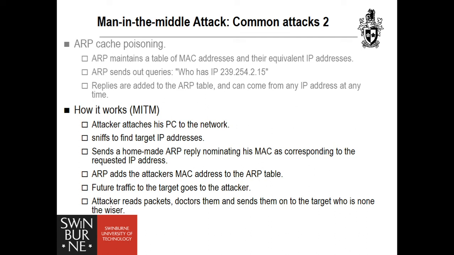Okay, how does it work? The attacker attaches his PC to the network. It sniffs to find the target IP address. It sends a homemade ARP reply nominating his MAC address as corresponding to the requested IP address. ARP adds the attacker's MAC address to the ARP table. In future, traffic to the target goes to the attacker. The attacker reads packets, doctors them, and sends them on to the target, who is none the wiser.